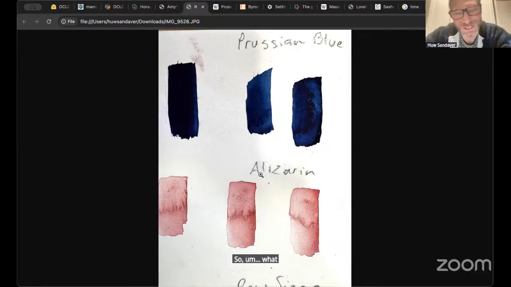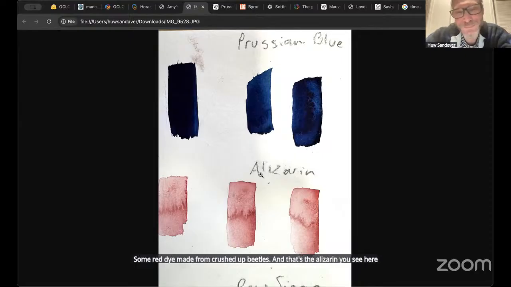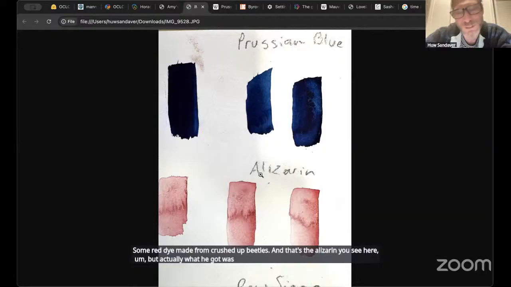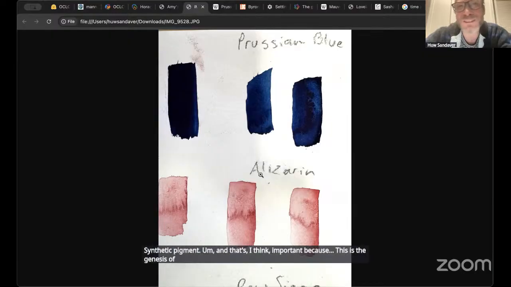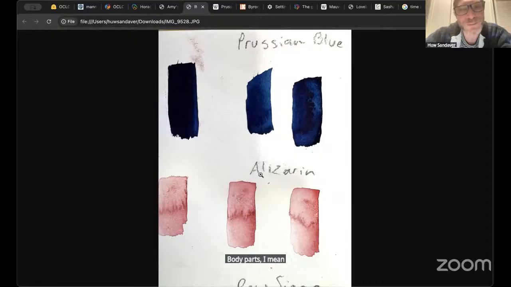What he was trying to do here was to create some red dye made from crushed up beetles, and that's the alizarin you see here. But actually what he got was Prussian blue because he bought contaminated potash. And these two guys got together and made the pigment, and it became the very first synthetic pigment. And that's, I think, important because this is the genesis of science fiction, making things out of other body parts. I mean, this pigment that I made here is actually a Frankenstein in itself.